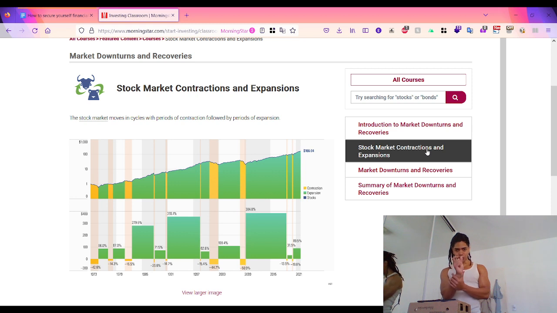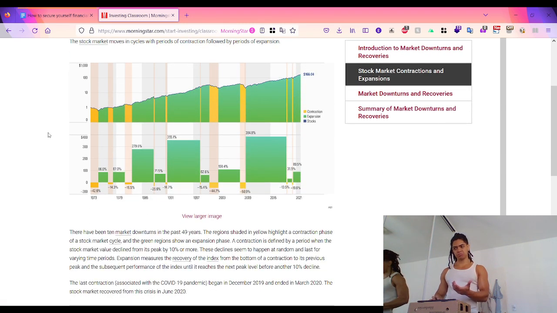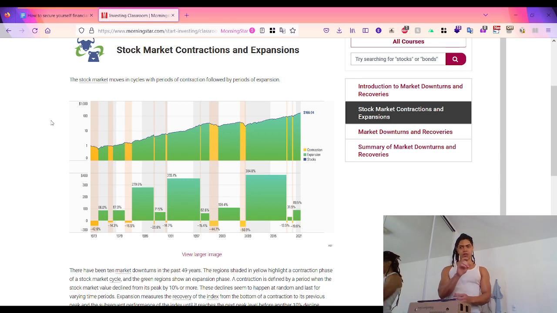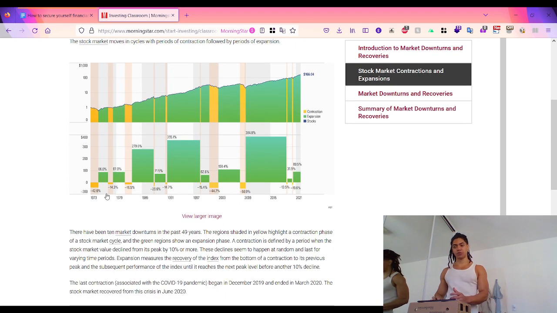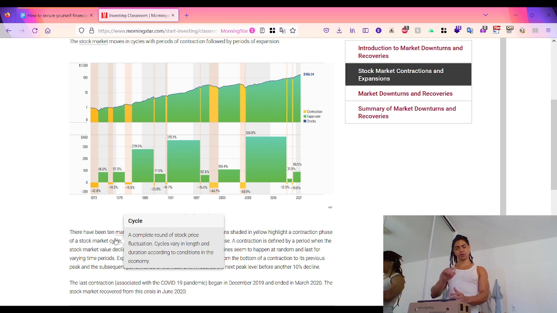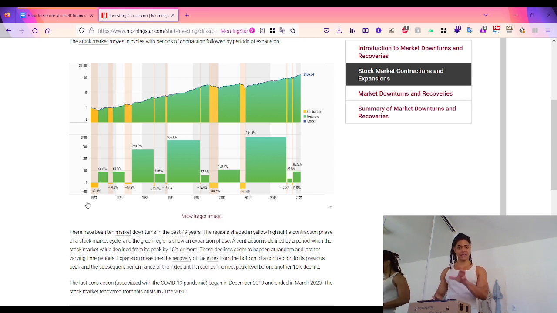This contraction phase is a stock market cycle, meaning a complete round in stock price volatility or stock price fluctuation. Okay? So a complete round of stock price fluctuation, and these cycles, this contraction and expansion, vary in length and duration.